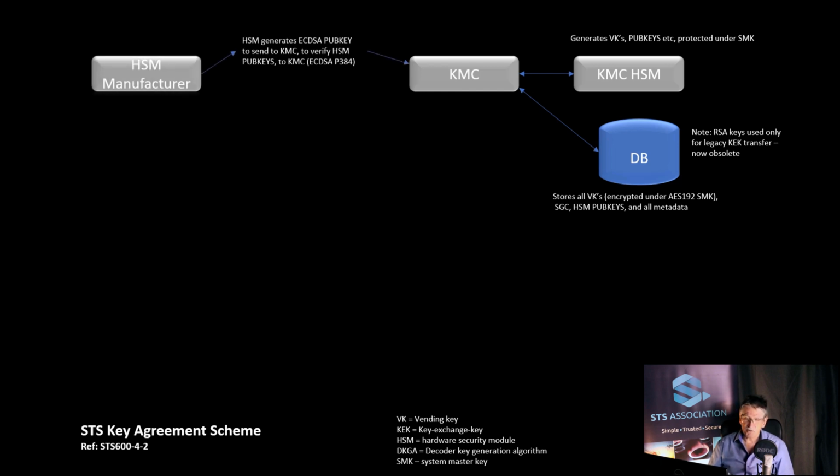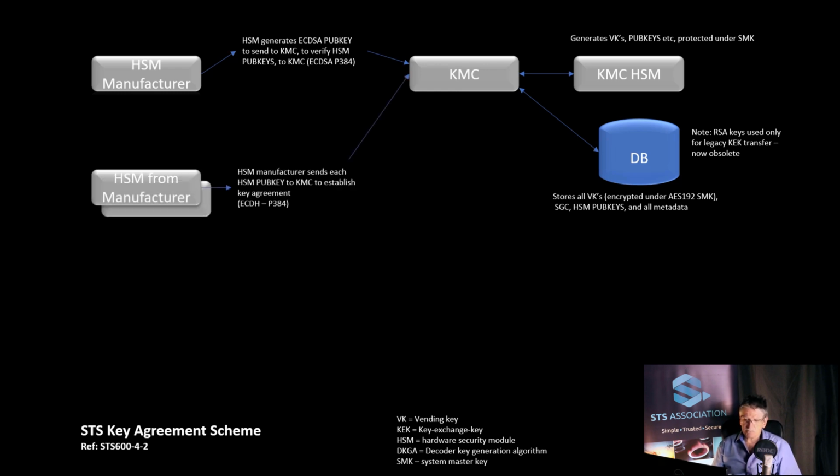Then you have the secure module manufacturer. Once a secure module manufacturer wants to manufacture secure modules, essentially the HSM generates an ECDSA public key, which it sends to the key management center to verify the HSM public keys. And it sends these using an ECDSA P384 algorithm.